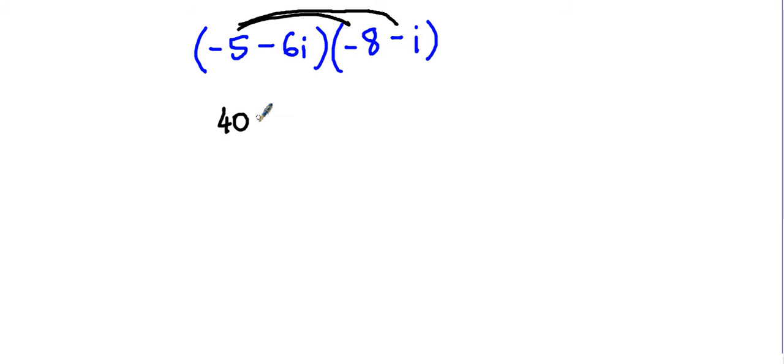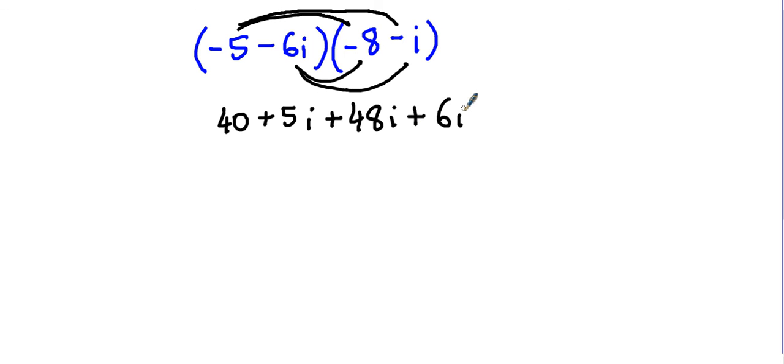-5 times -i is positive 5i. -6i times -8 is positive 48i. And finally, -6i times -i is positive 6i squared.